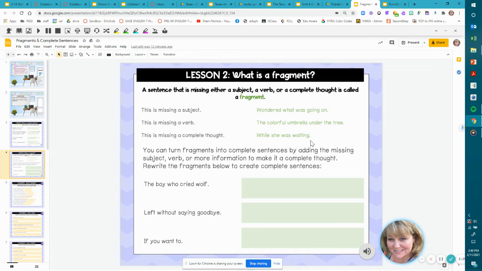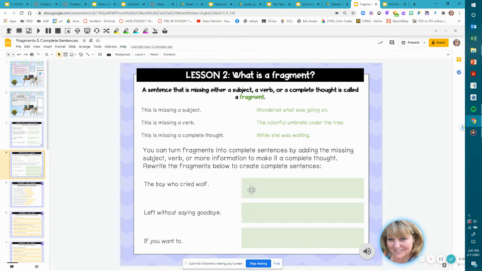While she was waiting. So we have she as our subject and was waiting would be our verb phrase. But it starts with a subordinate conjunction, while. Therefore, we know that this is a fragment. This is a dependent clause, and it's depending on an independent clause or a complete sentence to make sense. Now, you can turn fragments into complete sentences by adding the missing subject, verb, or more information to make it a complete thought. Rewrite the fragments below to create a complete sentence.